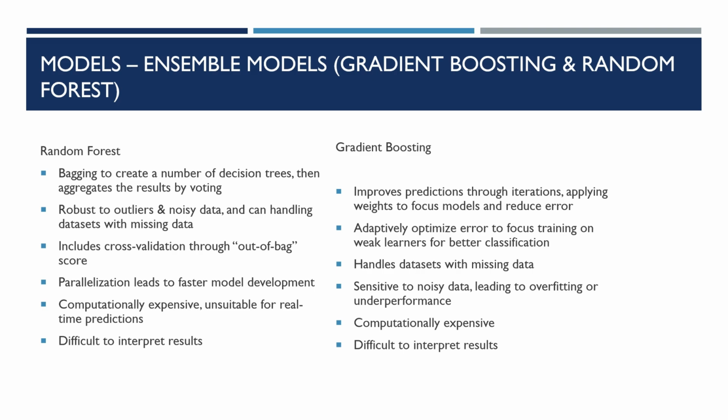Finally, we have the ensemble models. So there were two ensemble models used in this analysis. That is the random forest and the gradient boosting models. Random forests use bagging to create a number of decision trees in parallel, then aggregate the results by voting. These models tend to be robust to outliers and noisy data, and if necessary, they can handle datasets with missing data. Random forest models also include their own cross-validation by partitioning a specific subset of the decision trees made into an out-of-bag partition that can be compared with the results of the aggregate model.